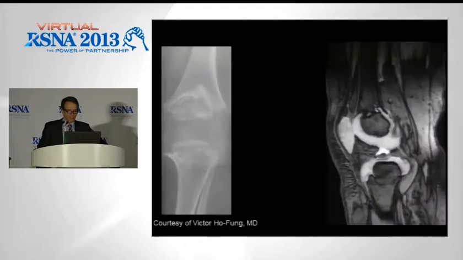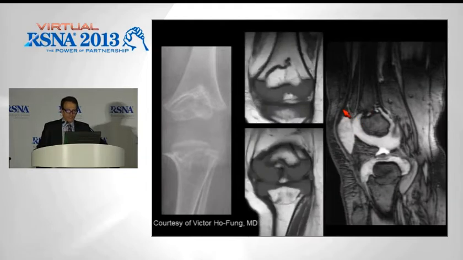In this patient, in a younger patient, we have what looks almost like a skeletal dysplasia. This almost looks like achondroplasia with bony bridging in the central aspect of the physis. When we do the T1 weighted images, we see that actually there is asymmetrical discontinuity of both the distal femoral and the proximal tibial physis.